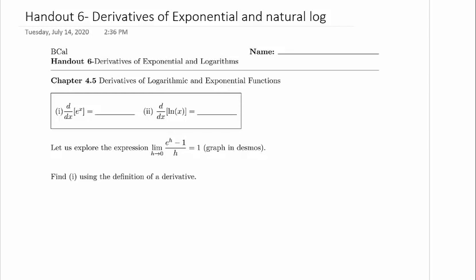So we're going to start off with number one, the derivative of e to the x. Well, this is going to be e to the x, just like this. All right, we're going to show how this is the case.